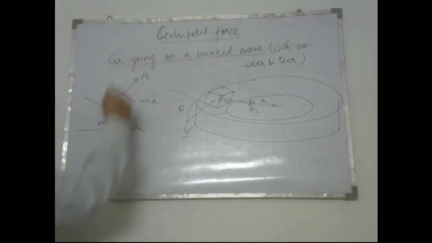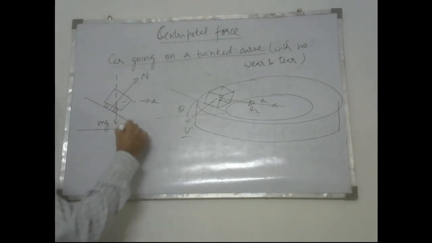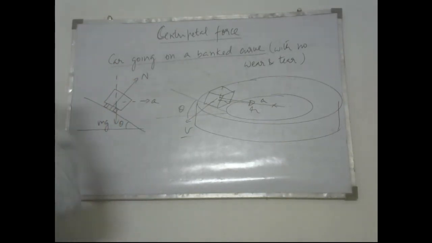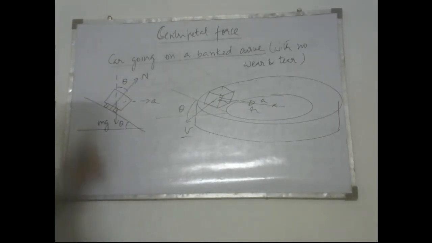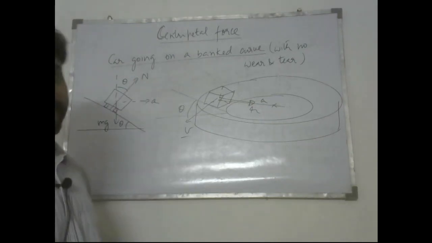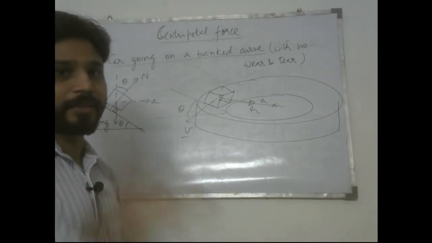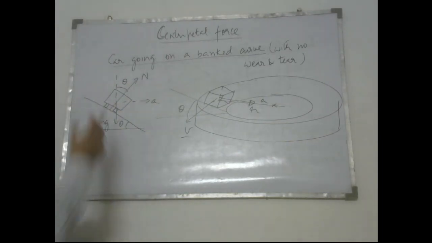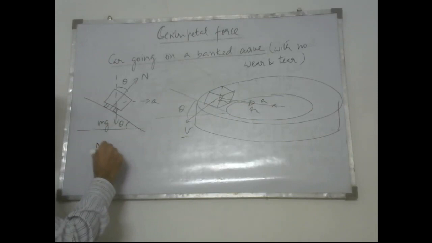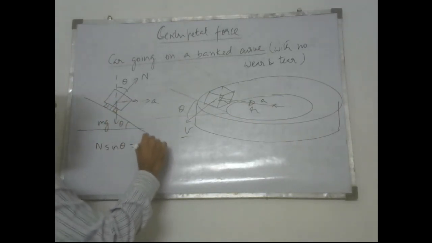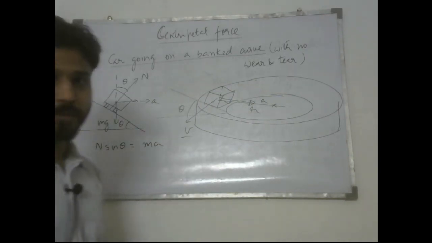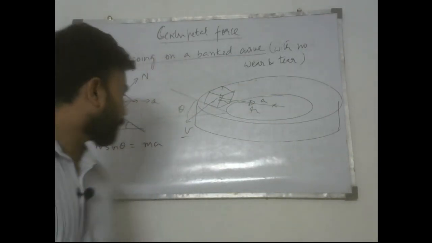What is the normal reaction? The angle of banking is some theta. So we know that this particular angle is going to be theta. Since the car is not moving up and down the incline, it is not moving towards the center of the circle or moving away, the normal reaction's component is going to balance the gravitational force, and the other component, that is N sin theta, is going to provide the acceleration to the car towards the center of the circle.